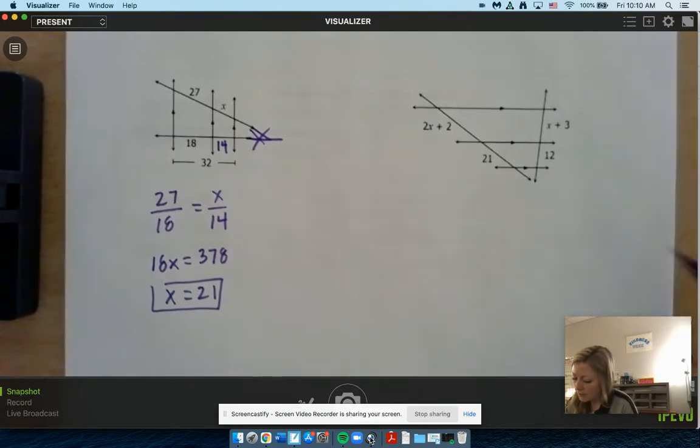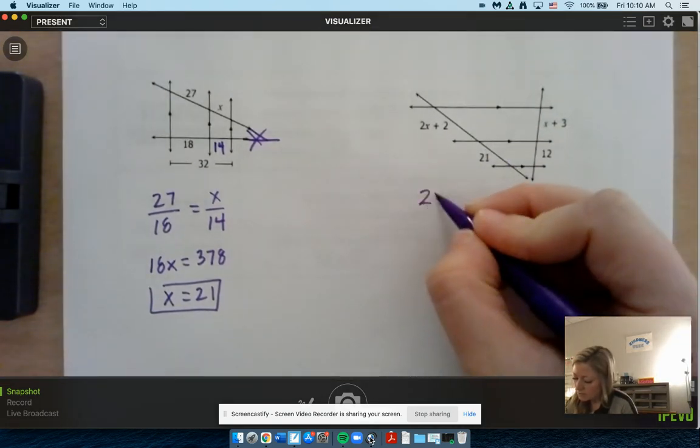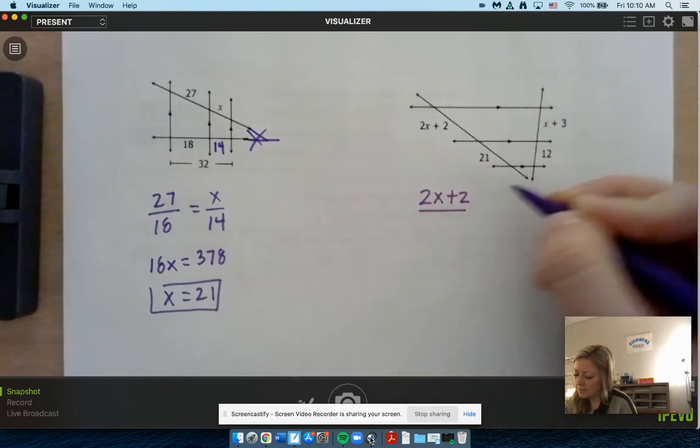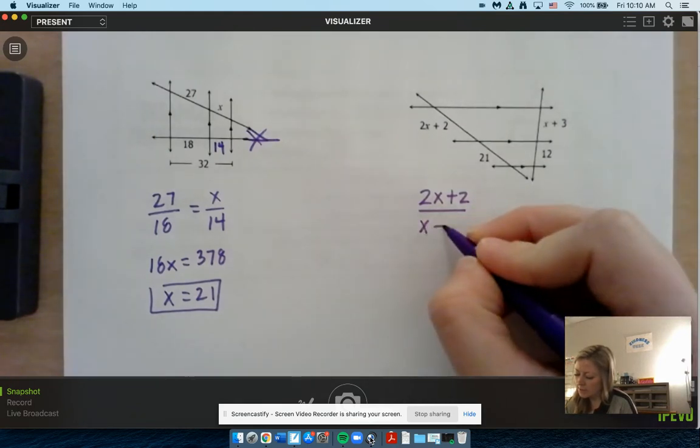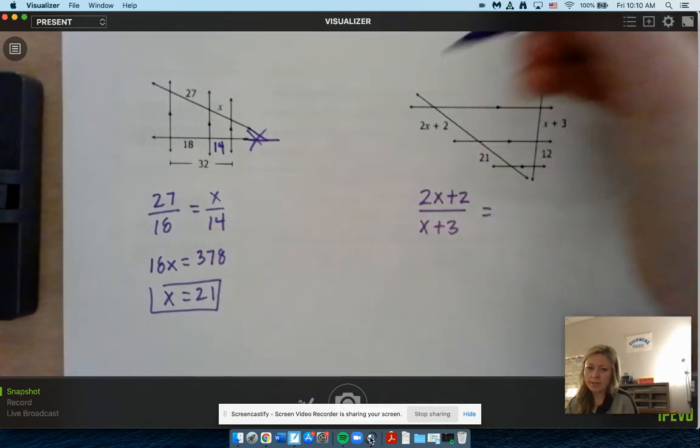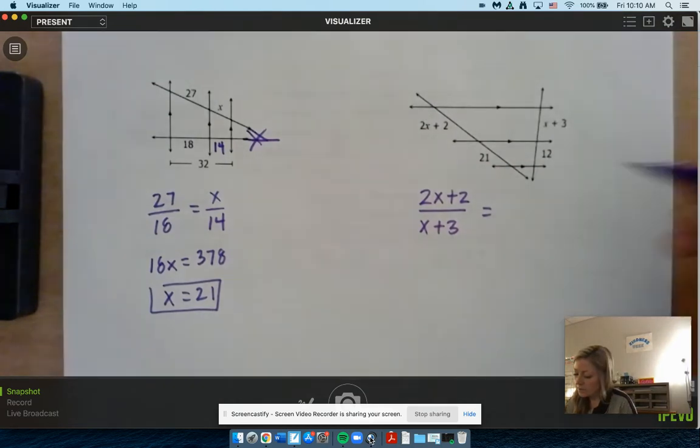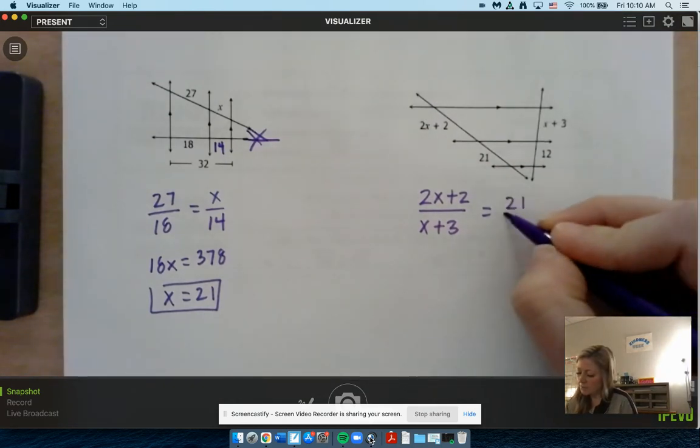All right. Our next one, same type of problem here, just a little more algebra involved. So I'm going to write 2x plus 2. What does that match on the right side? X plus 3 is equal to, come back to that left side, 21. What does 21 match? It matches 12.